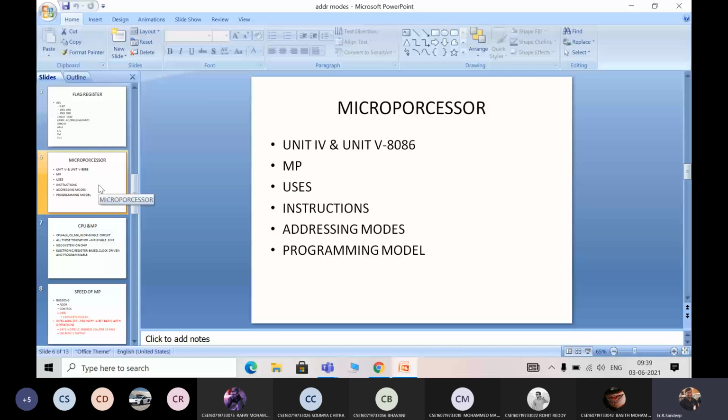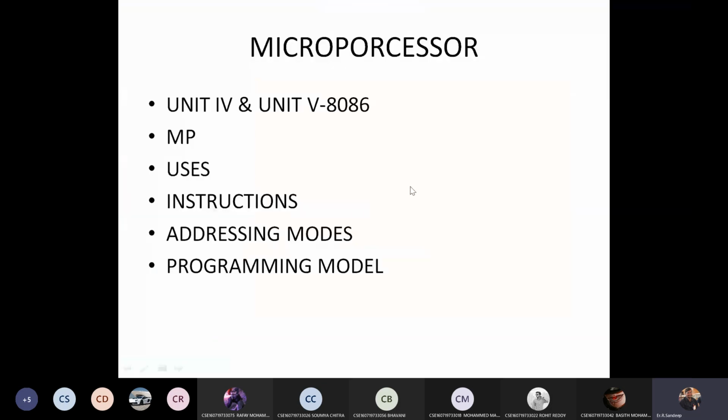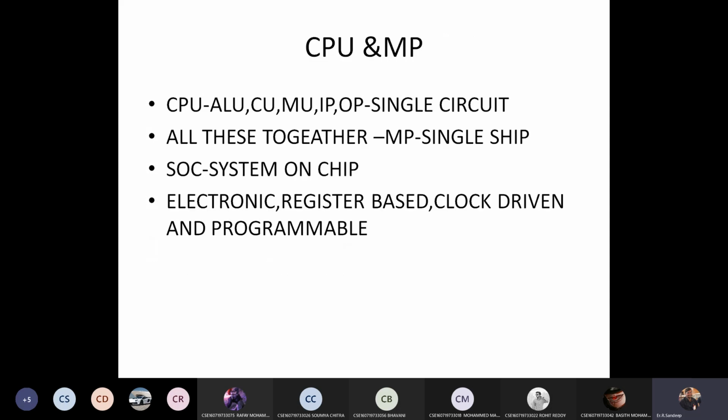These are the same slides I'm using. About the 8086 microprocessor, in 2 units we are going to see the instruction sets, addressing modes, architecture, pin diagram, programming model, and the various uses of the microprocessor. So these are the various things that we are going to see in unit 4 and unit 5. It's purely on the 8086 microprocessor.